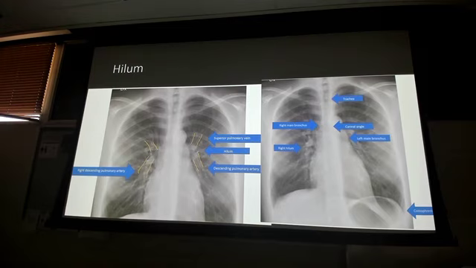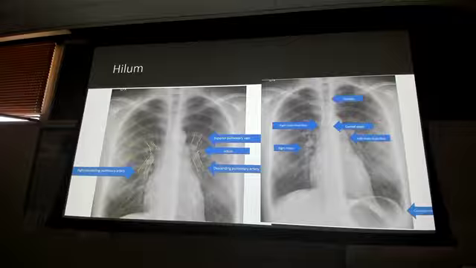Typically they are going to be offset just a little bit, which is why we usually use the lateral to evaluate those a little bit better.